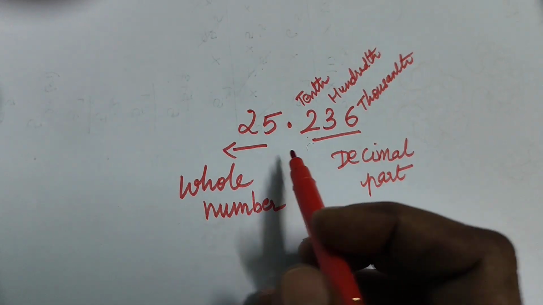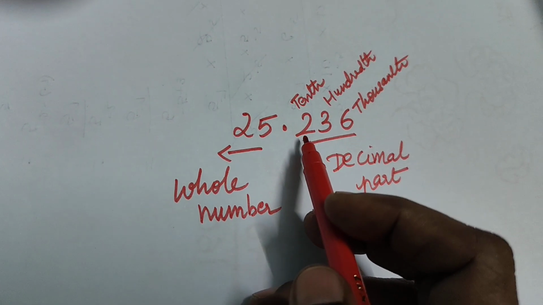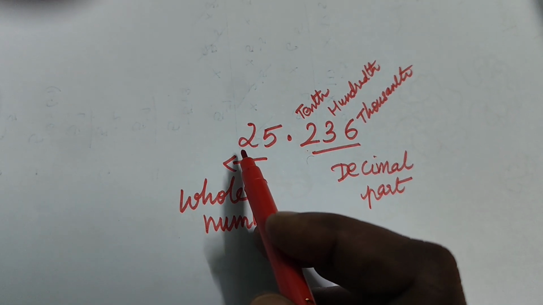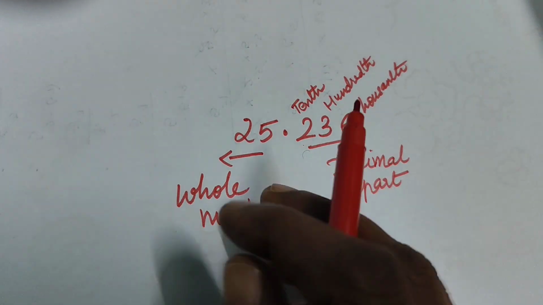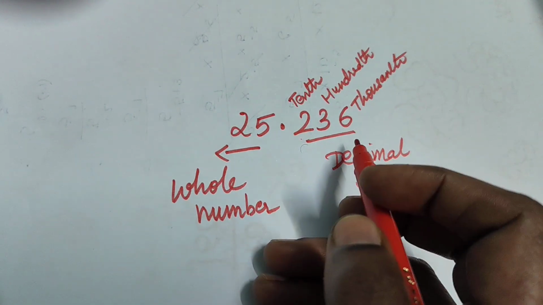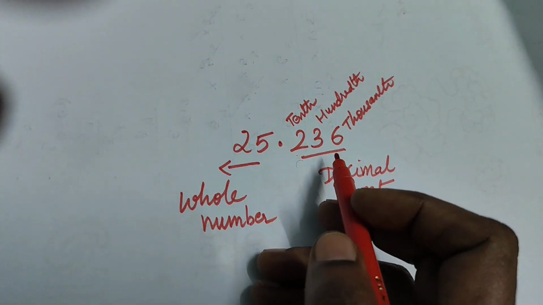And how to read these decimal numbers? 25.236. The decimal numbers have a whole number part and a decimal part. And while reading, the decimal part has to be read as single digits.